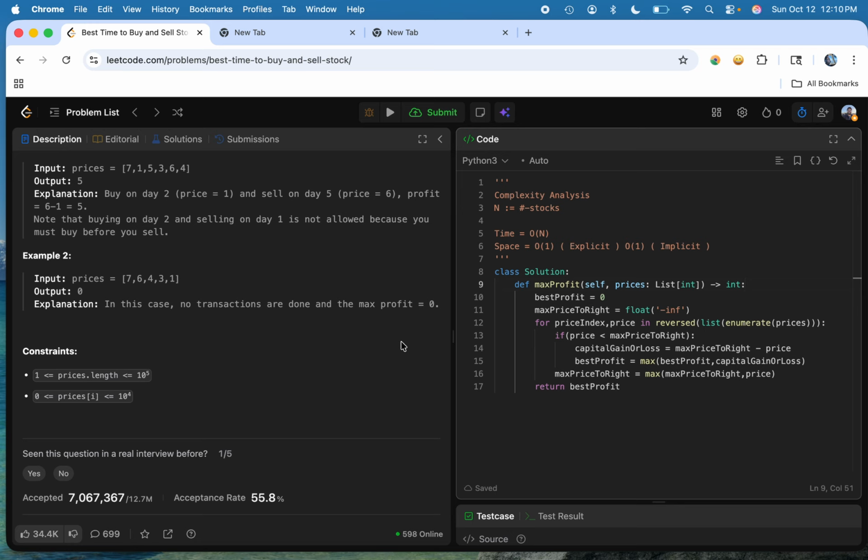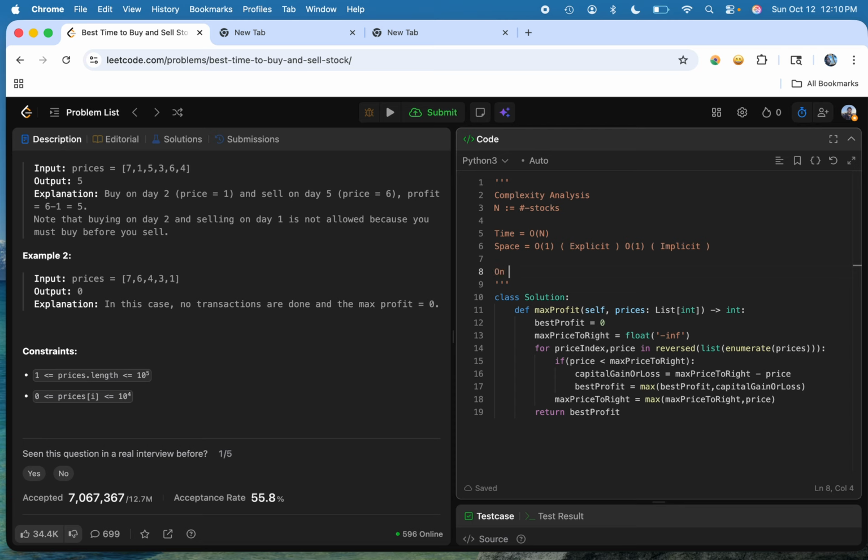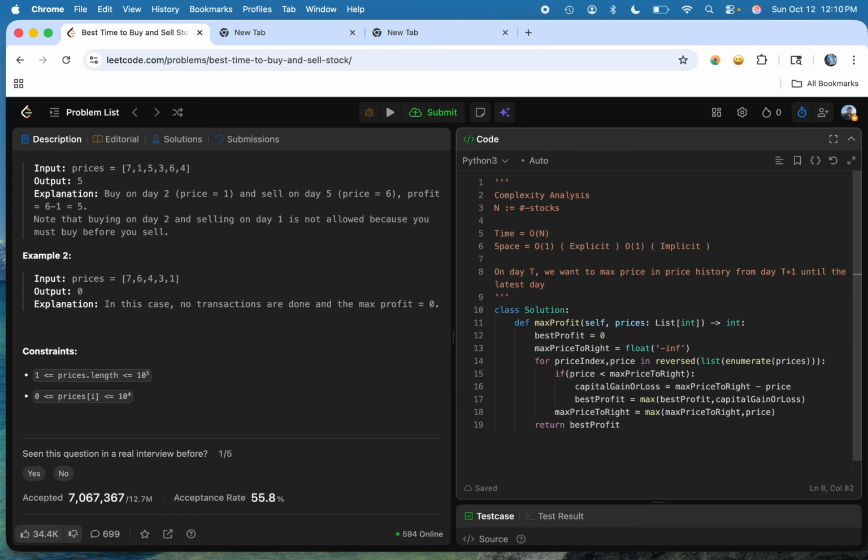All right. So as I mentioned earlier in the problem, the way to really think about this problem is from a very dynamic programming, running max-esque perspective, where you iterate over your elements from right to left. And as you iterate over the elements, you keep track of the running max through that iteration. And the real reason for the emphasis there is because on day t, we want the max price in price history from day t plus 1 until the last day. Because we only care about transactions where we sell in the future. We don't sell on the same day that we buy, and we cannot sell on a day before.